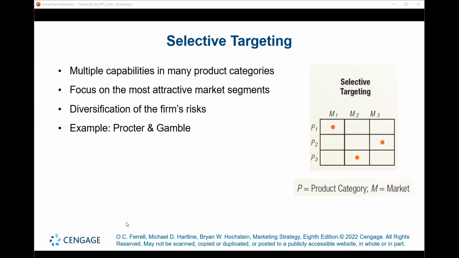Procter & Gamble has 12 laundry detergents. And the reason that it has 12 laundry detergents is quite simply each one of those is a unique market. And each one of those unique markets responds to a different unique brand.